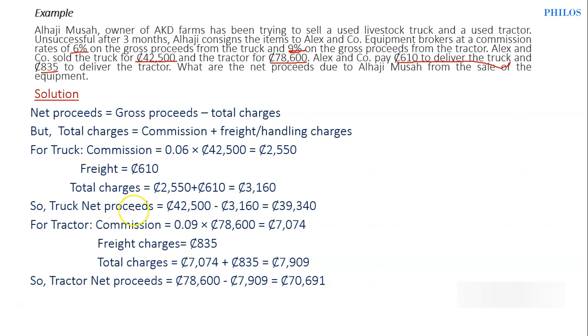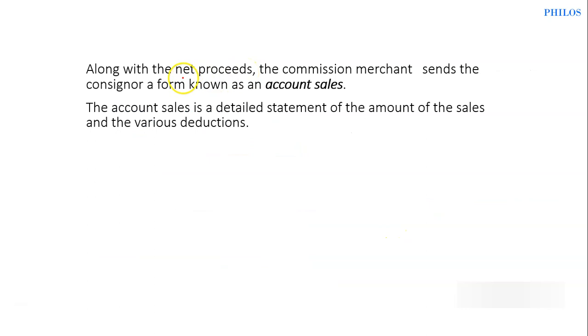So we know the net proceeds due to Alhaji Musa from the sale of the truck to be this, and we also know the net proceeds due to him from the sale of the tractor to be this also. So we can even find his total net proceeds. So his total net proceeds is the one from the truck, which is 39,340, plus the one from the tractor, which is 70,691. So he will get 110,031 cedis.